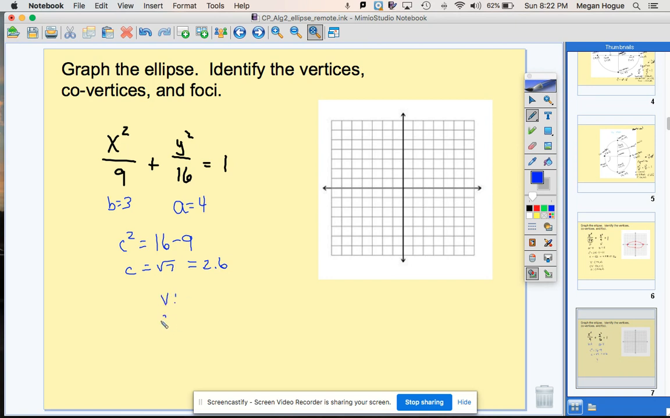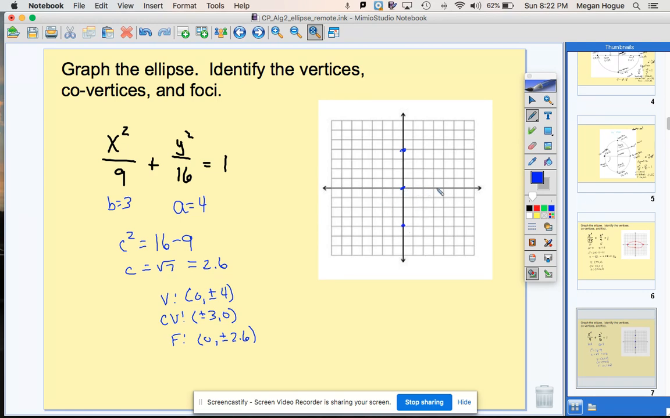We're going to need the vertices, the covertices, and the foci. So vertices, here's my a, it's underneath the y, so we have to go 0, plus or minus 4. Then we flip for the covertices, plus or minus 3, 0. And the foci, we're going to have 0, plus or minus 2.6. So 0, 4, 0, negative 4. And then I do have that center in there.